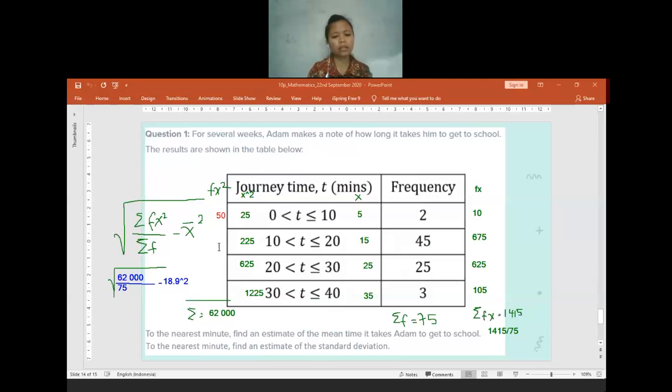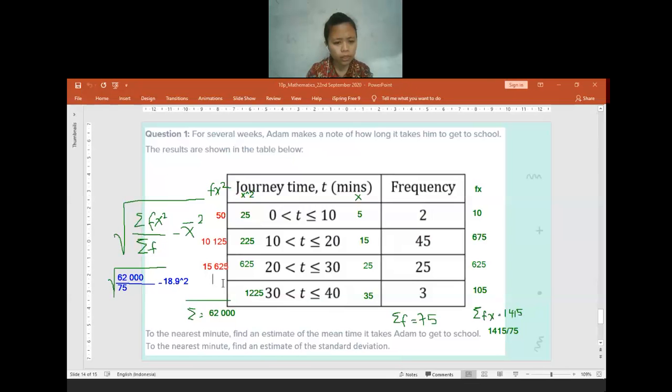Let me change the color then. Okay then. So this is for the fx square. The very first fx square, it will be 50. And then the second fx square, it will be 225 times 45, which is equals to 10,125. Am I doing it correctly now? Or maybe I still misread the table? You can tell me if maybe I make a wrong calculation or wrong steps or anything. I'm a normal human, I make mistake too.